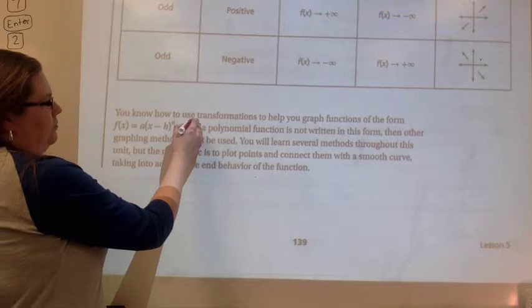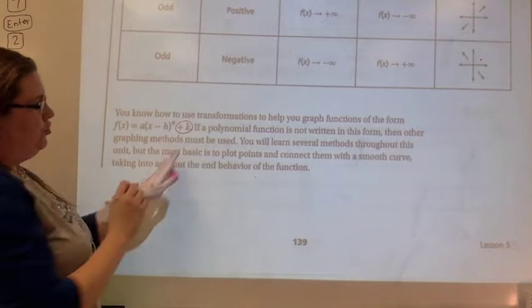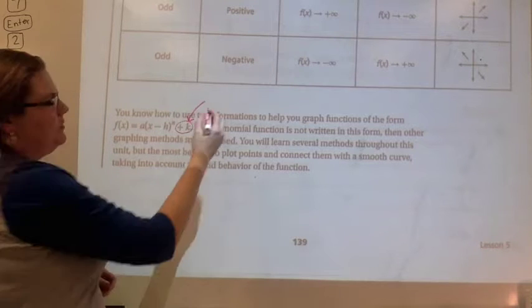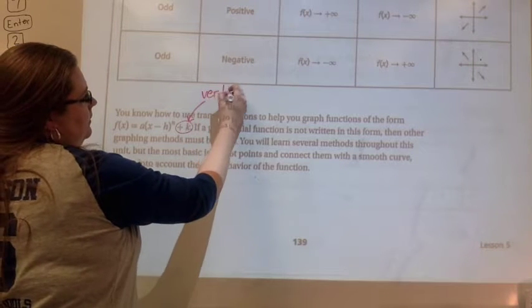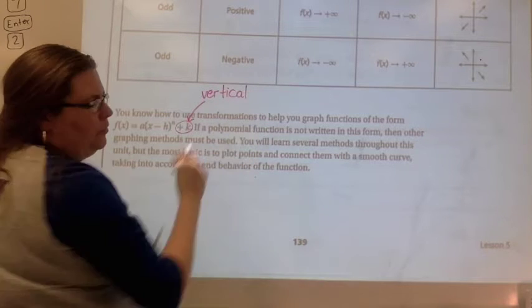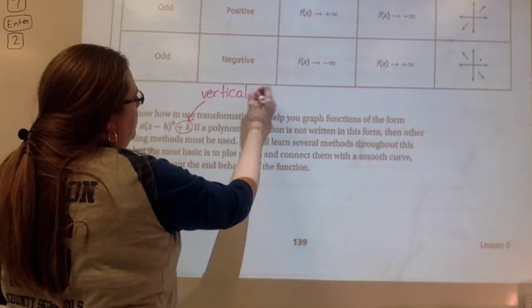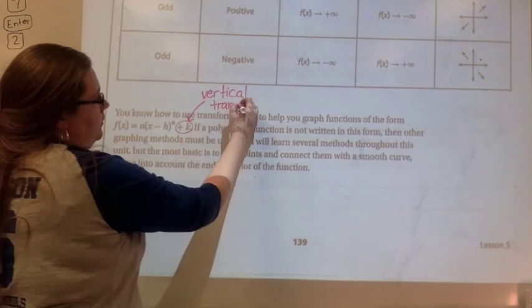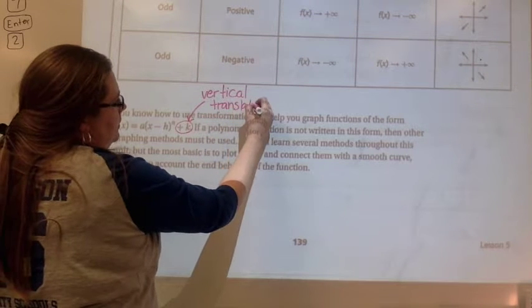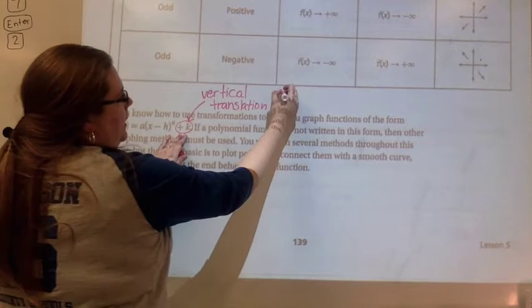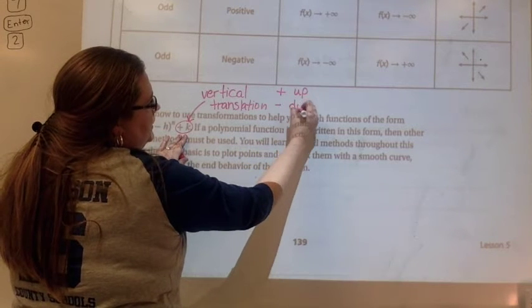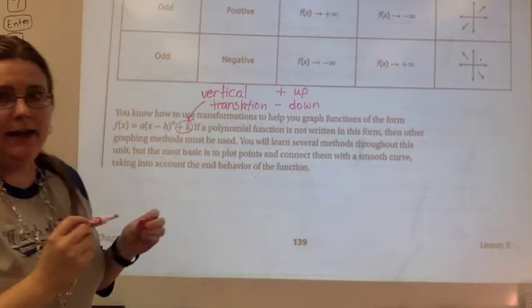Remember, this is probably the part that should jump out at you the most. This plus k over here represents a vertical translation. This is what was written on the board for probably the first couple of months of school. Vertical translation. Remember, if it's positive, it's moving up, and if it's negative, it's moving down. Please make that note.